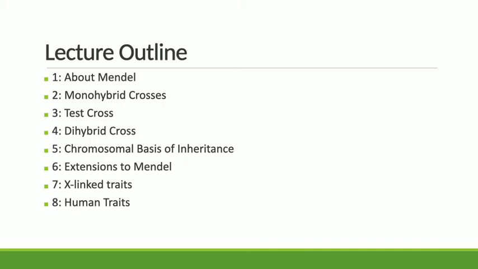So in this lecture, we will learn about the father of genetics, Gregor Mendel. We'll learn about his monohybrid crosses, test crosses, and dihybrid crosses. We'll see how the basis of inheritance is actually in chromosomes and not blood. And then talk about some traits that are more complex, and we call them extensions to Mendel because they follow the same concept as Mendel's laws, but there's more complexity built on top of them. We'll look at X-linked traits and some other human traits that are of interest.